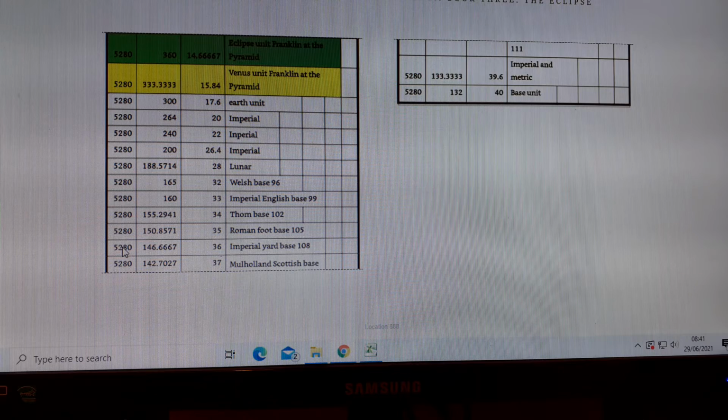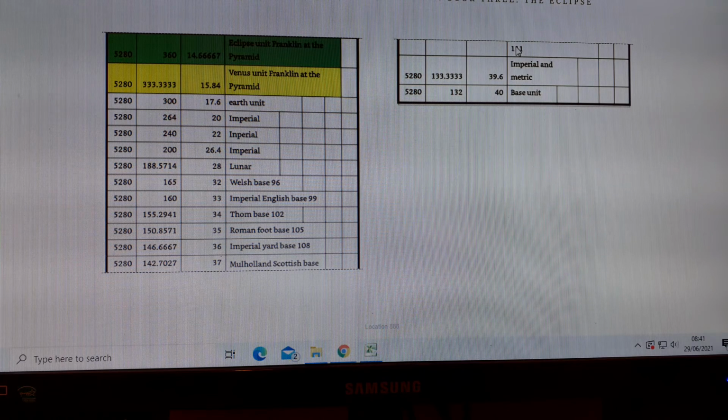And then the next one's interesting. We get the Imperial yard, which is a reversal of the Eclipse unit there. And that can be found in the Giza Pyramid base. And then the next one is the Scottish base 37. 3 times 37 is 111. And that's a Holy Rood. And when you work this out, you'll find that you get 5920 feet in a Scottish mile. So all these systems are interrelated, and there's the 111 that I've calculated there.